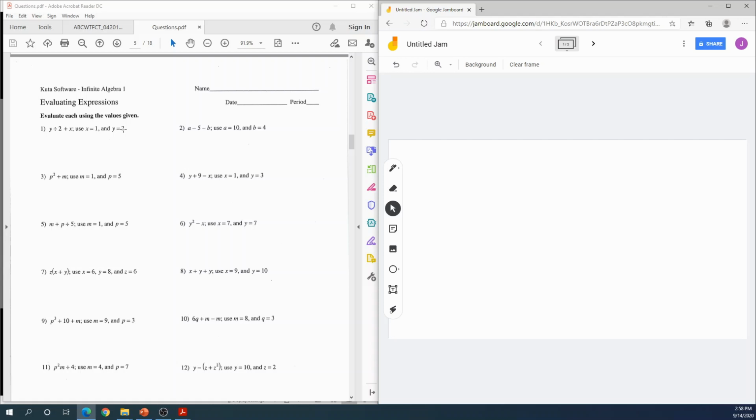So the first thing we're going to do is just plug in the values for each of these. So y is going to be equal to 2 divided by 2 plus x, where x is 1. So we get 2 divided by 2 is equal to 1. 1 plus 1 is equal to 2. So just plug and chug is all we're doing here, is we're plugging in the values and then running through our order of operations.